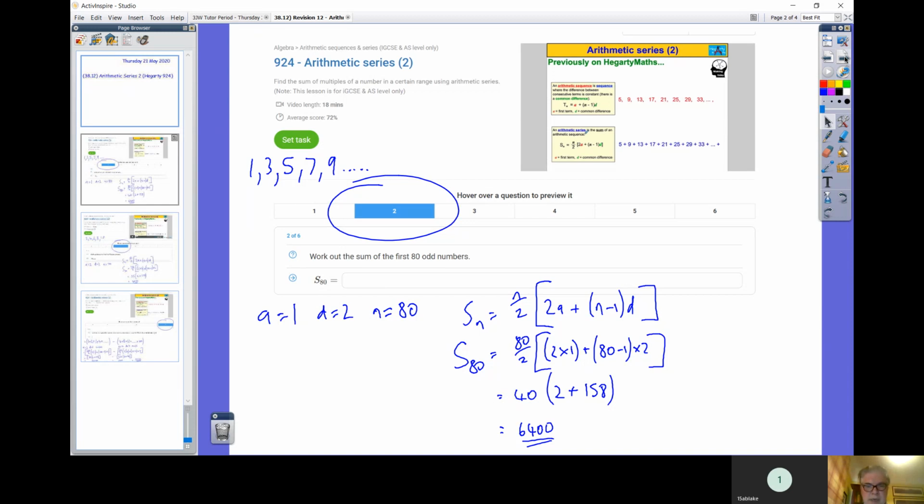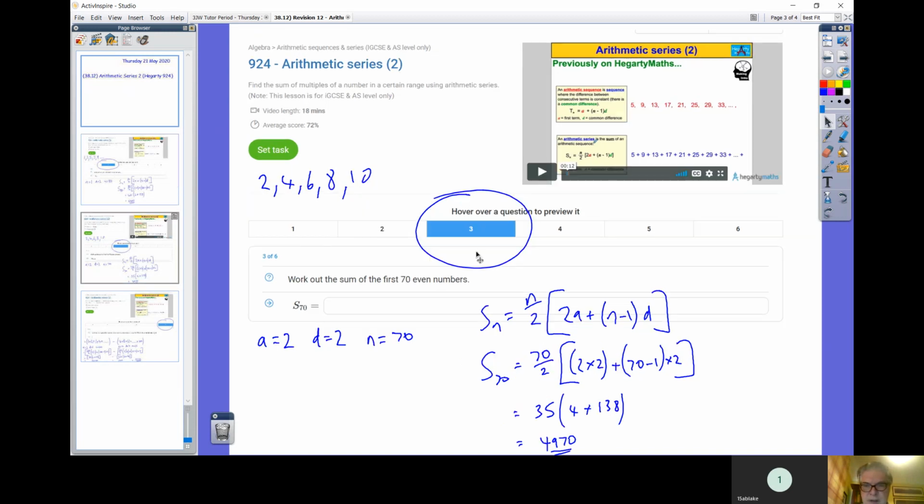Questions 3 and 4 are similar. So maybe the first 4 are similar. Work out the sum of the first 70 even numbers. Same idea, gather your thoughts: 2, 4, 6, 8, 10. So A is 2, the first number is 2, the common difference is 2, and N is 70.